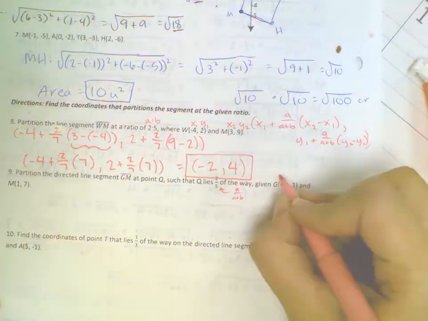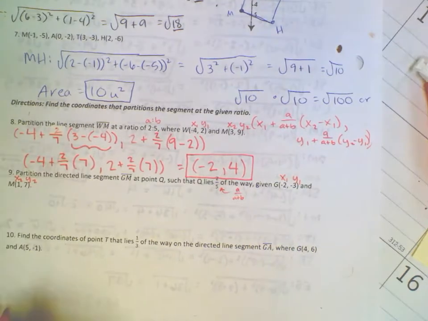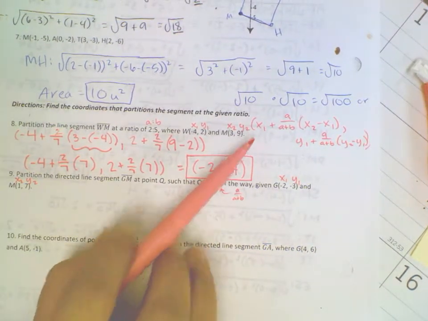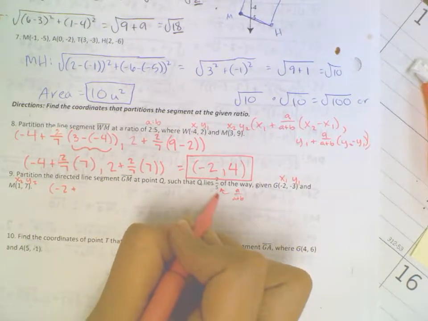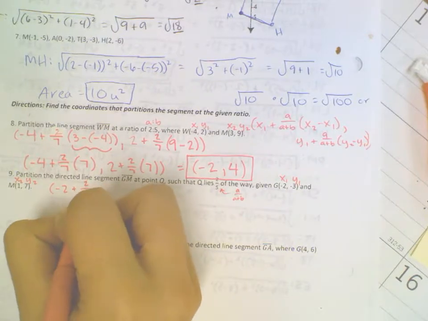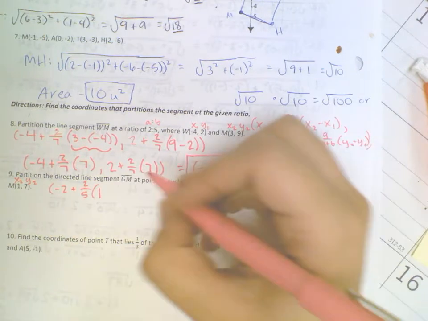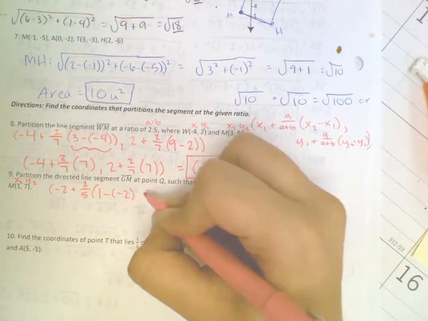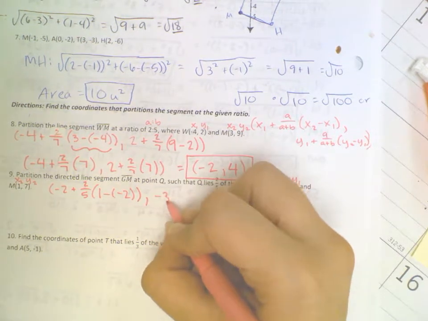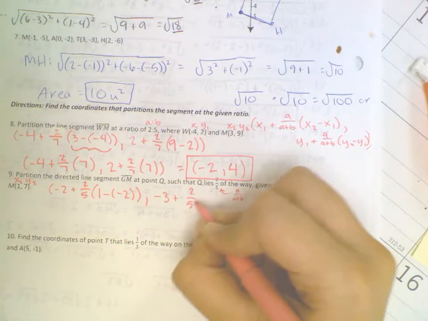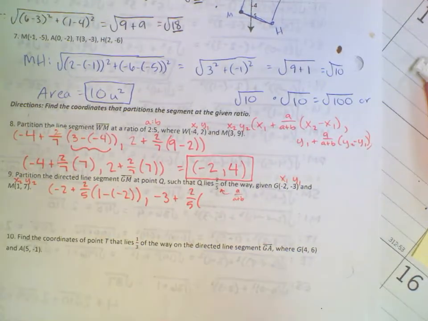This will be my x1, my y1, my x2, my y2. Now I'm going to plug it into my formula. x1 is going to be -2 plus a over a plus b, which I found to be 2/5, and then x2 minus x1. And then for my y's, it'll be y1, which is -3, plus 2/5 times y2 minus y1. So 7 minus negative 3.